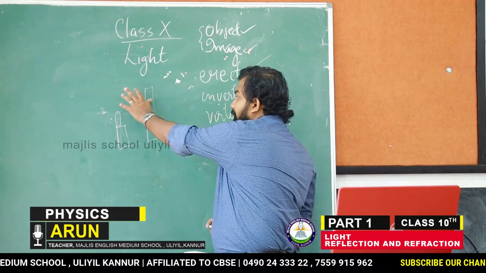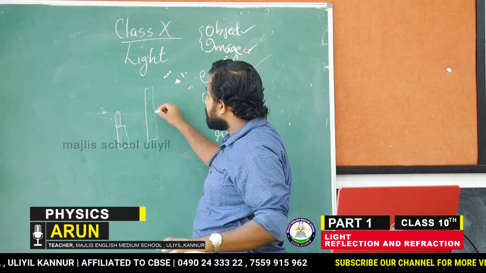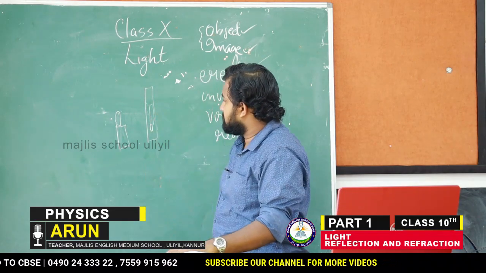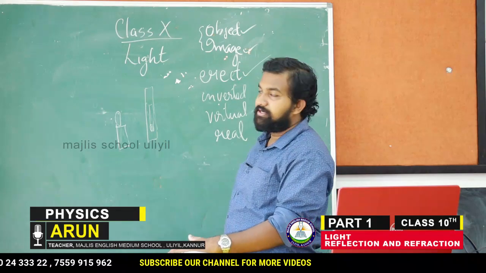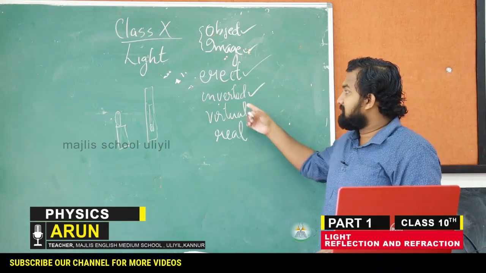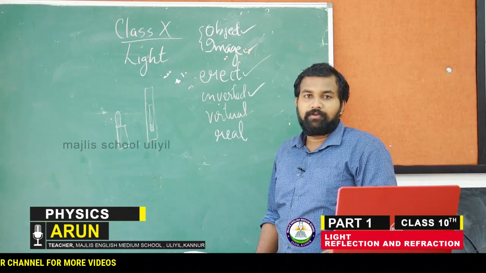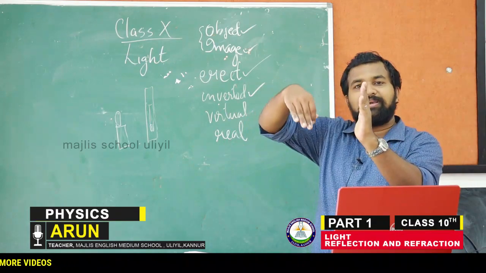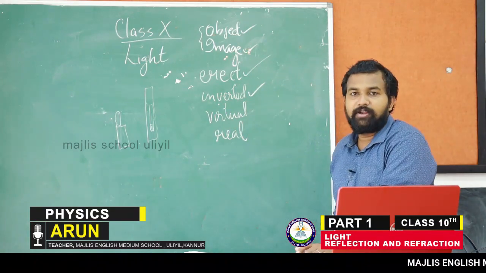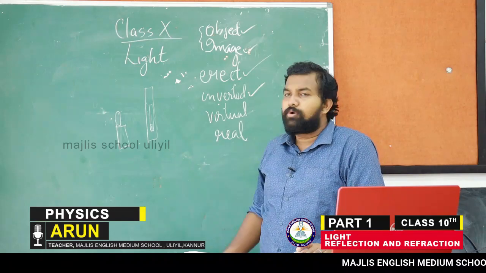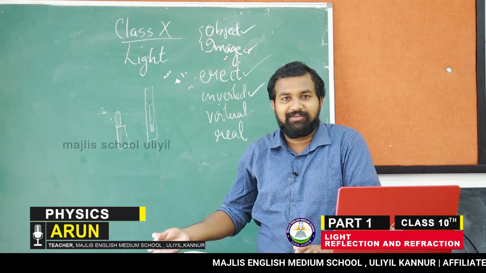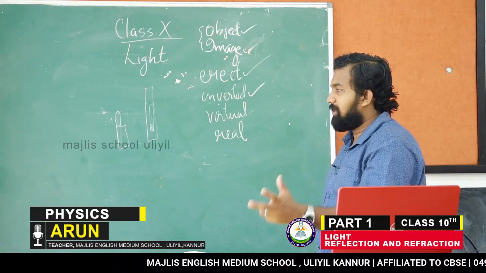But in the case, if I am keeping the object like this, and if I am seeing the image like this, inverted, the flame will be inverted, then I will say that that image is what? Inverted. If the object is in the upright position and if the image is in the downward position, I will say that the image is inverted. And you will be wondering how this could happen. We are going to see how this will happen. We will be seeing it in this class itself. Okay, how this will happen.